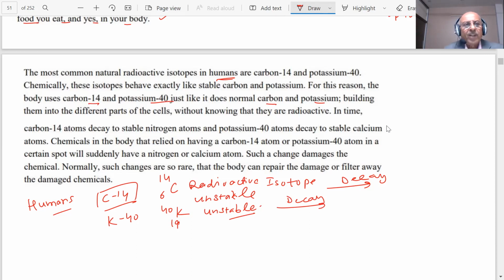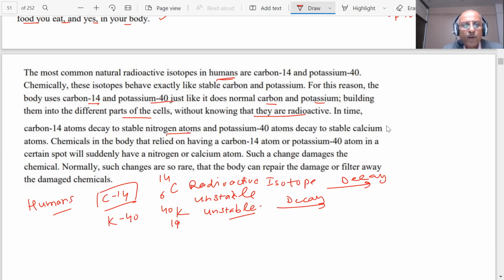And this is being built into different parts of the cell without knowing they are radioactive. The body does not know they are radioactive, but they are there in our body in very, very small amounts and are unstable. They are decaying. And in time, carbon 14 decays to form stable nitrogen atoms.